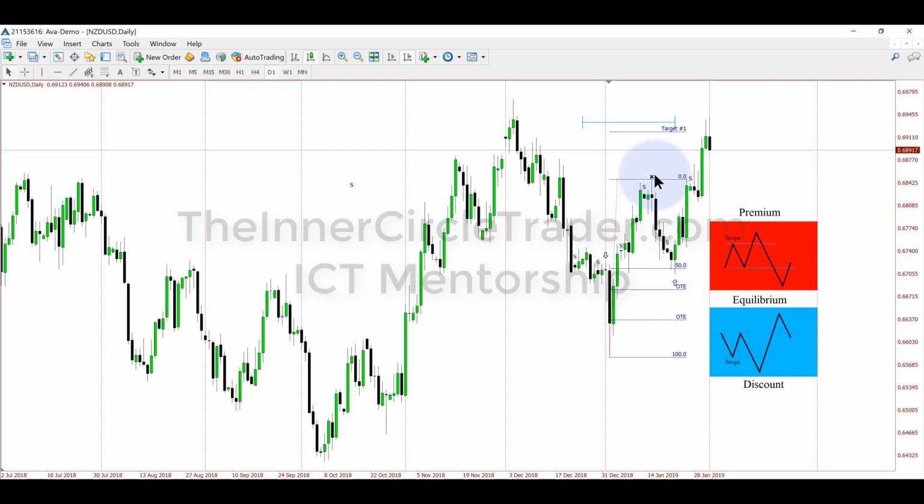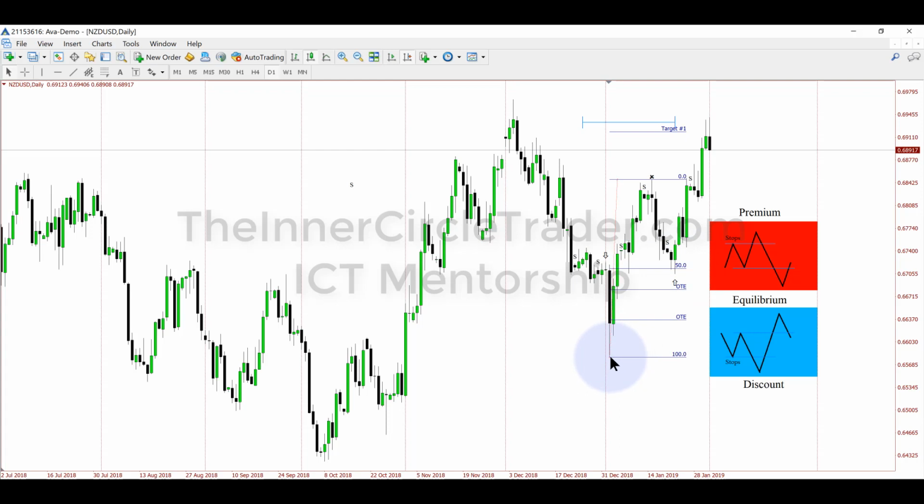So we've defined the range in terms of the PD array matrix. We are at an equilibrium to discount. This should give us a buy. But now, for entry purposes, how do we calibrate the fib for that? Remember, the pattern we used for this model was optimal trade entry.